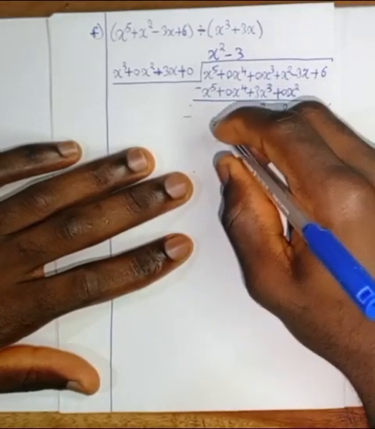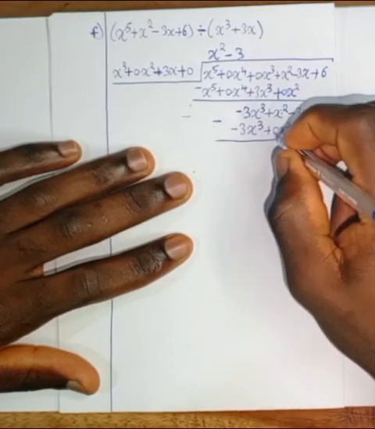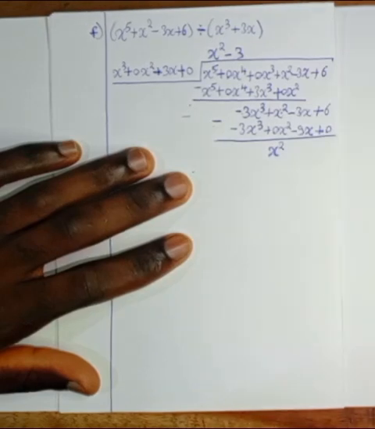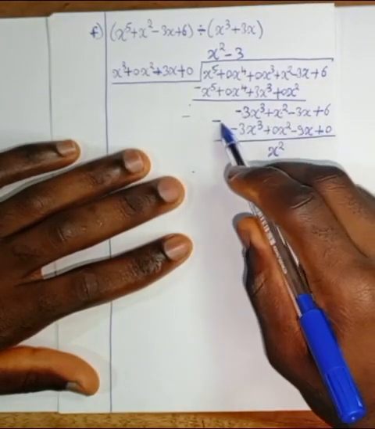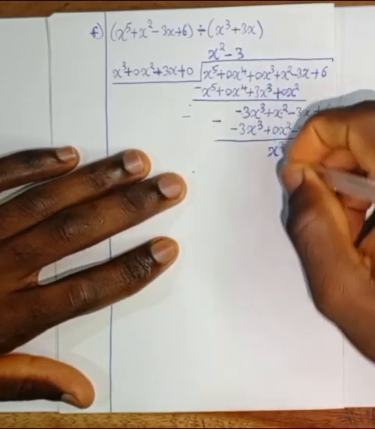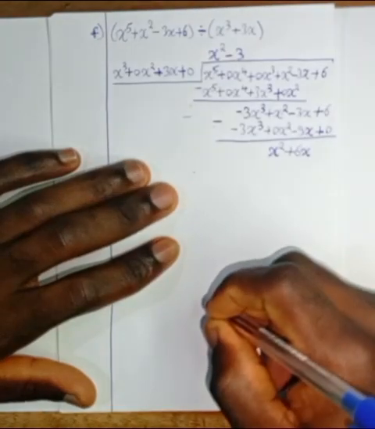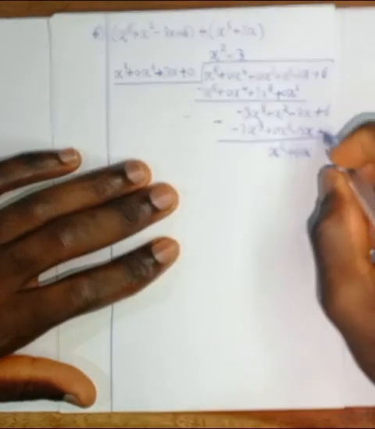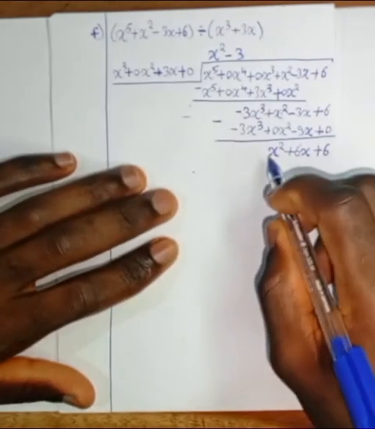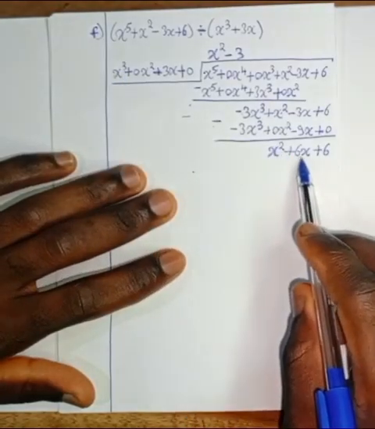Negative 3x cubed minus negative 3x cubed gives 0. X squared minus 0x squared remains x squared. Next, negative 3x minus negative 9x gives us positive 6x. 6 minus 0 remains 6, so plus 6. You will see that the highest power of x here is 2, which is less than 3. That means the division ends here.